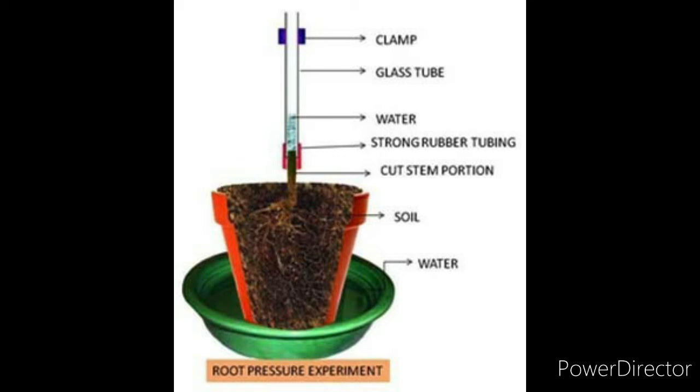Now pour some water in the glass tube until the water level can be seen above the rubber tube. Now mark the level of water M1 in the tube. Wherever you have poured the water, there you keep the marking M1. Keep your arrangement aside for 2 to 3 hours.